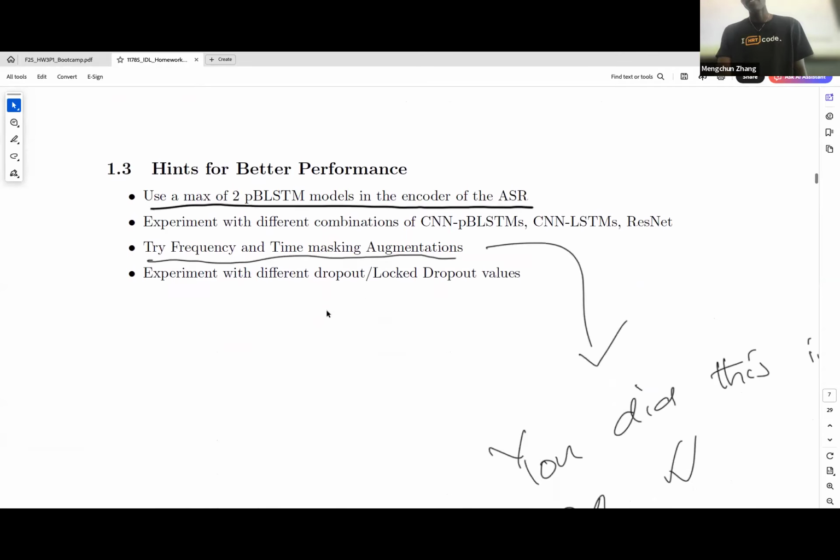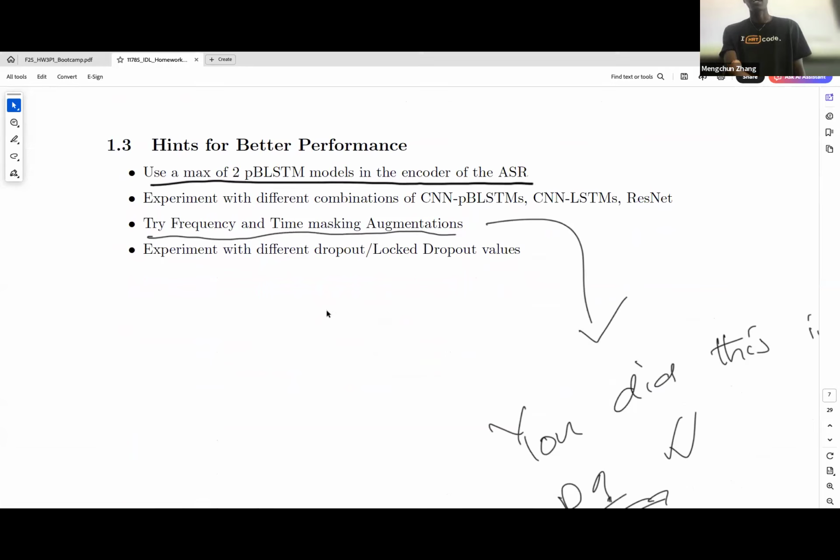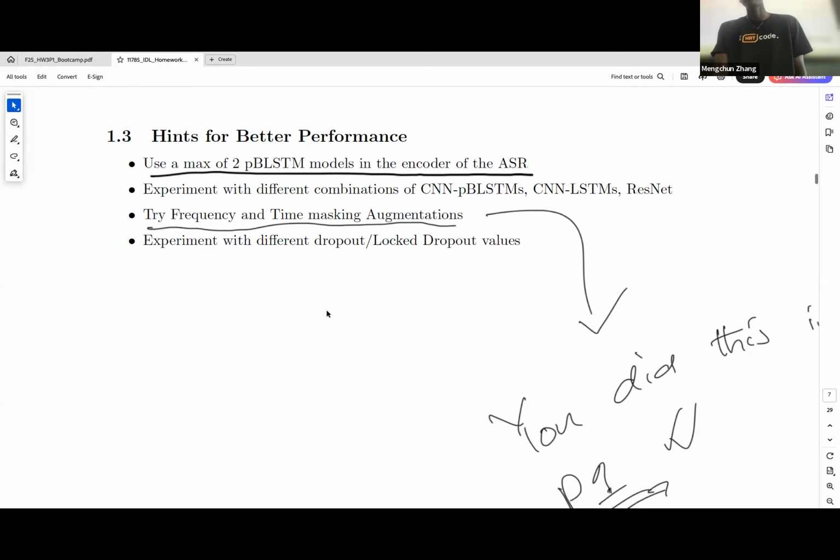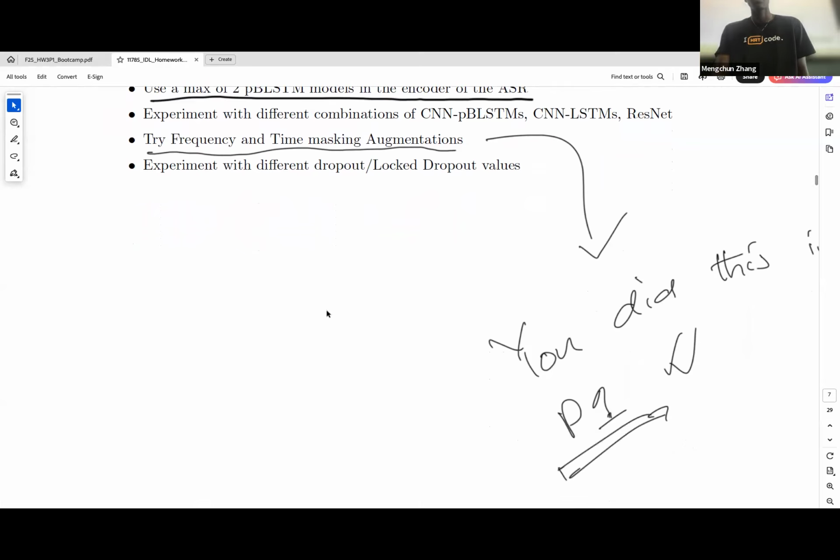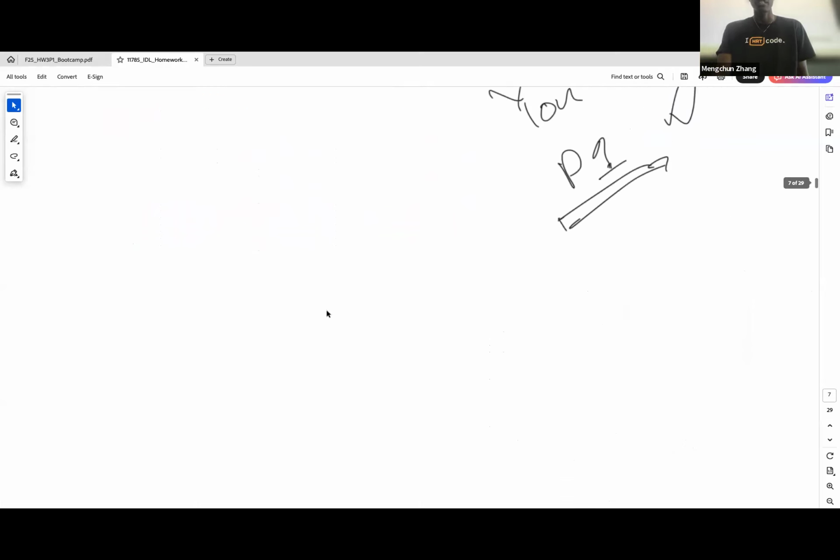Hints for better performance. We have given you, just use two BLSTMs. You guys, we need you to go and read more on this. Like homework 1 P1, homework 1 P2, we encourage you to use frequency and time masking augmentations because this homework is pretty much the same. One might actually say the dataset is the same, but I'm going to tell you in a moment why there's a little bit of difference between homework 1 P2 and homework 3 P2. But time and frequency masking will still work on this particular homework.